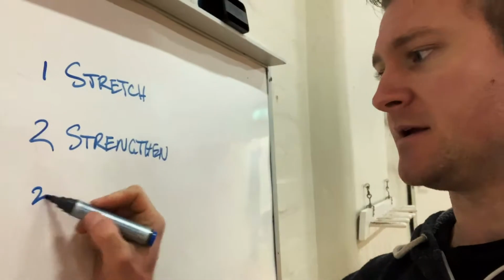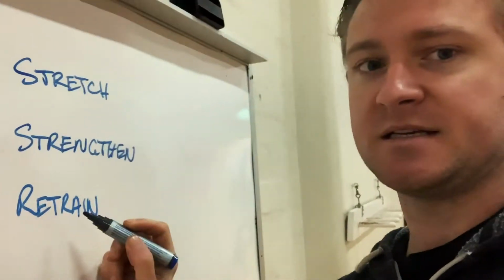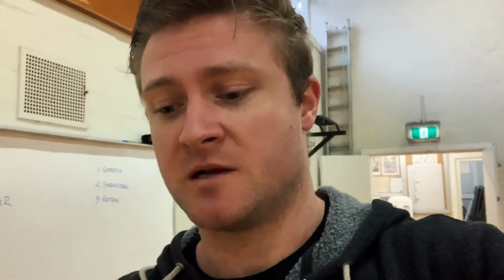And then the third one is retrain. So this is the big one that a lot of people tend to neglect because it takes work and it's often harder than the first two. It's harder to do this one than it is to stretch or to strengthen because it's retraining a movement. The reason it happened in the first place is because you're adopting a movement or a static position where you're sitting down and you're maybe letting your shoulders round forward, and that's leading to the problem in the first place.